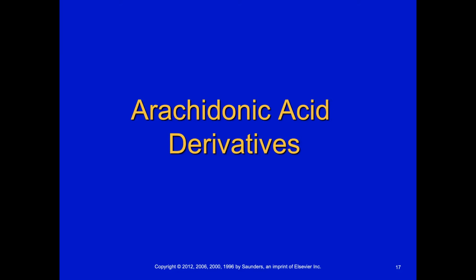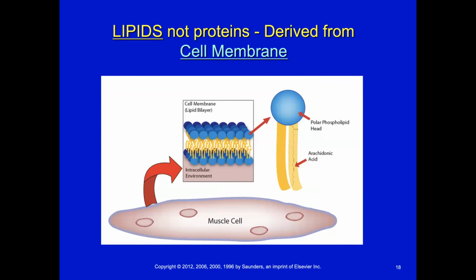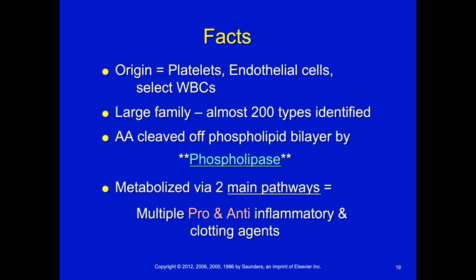Arachidonic acid derivatives. So these are lipids. They are not proteins. All the other mediators are proteins. So being lipids, they actually are derived from the cell membrane. And you can see that in this little chart here. Here you have your bilayer membrane, and you have your phospholipid molecules where you have your phospholipid head and the tails. And the arachidonic acid is actually the tails. So that is where all of these mediators in this family come from.